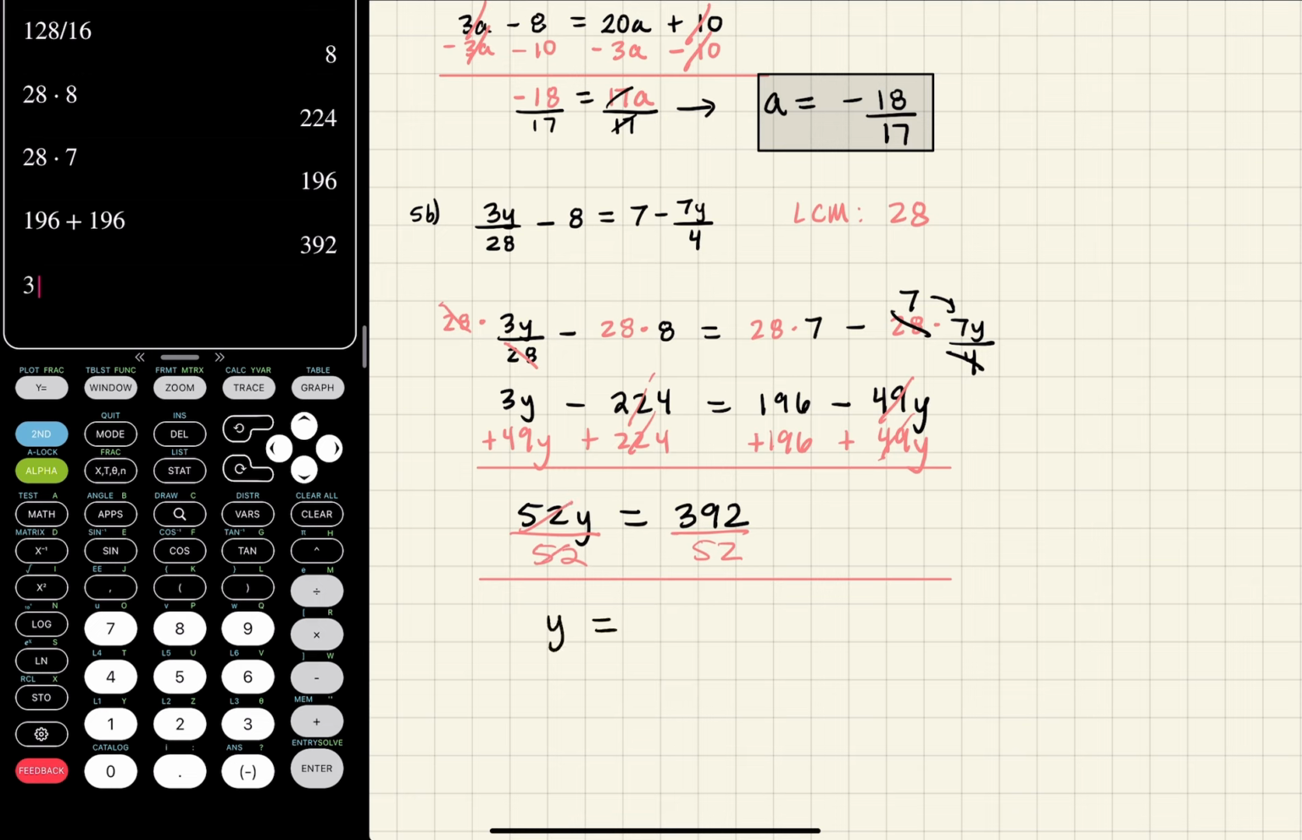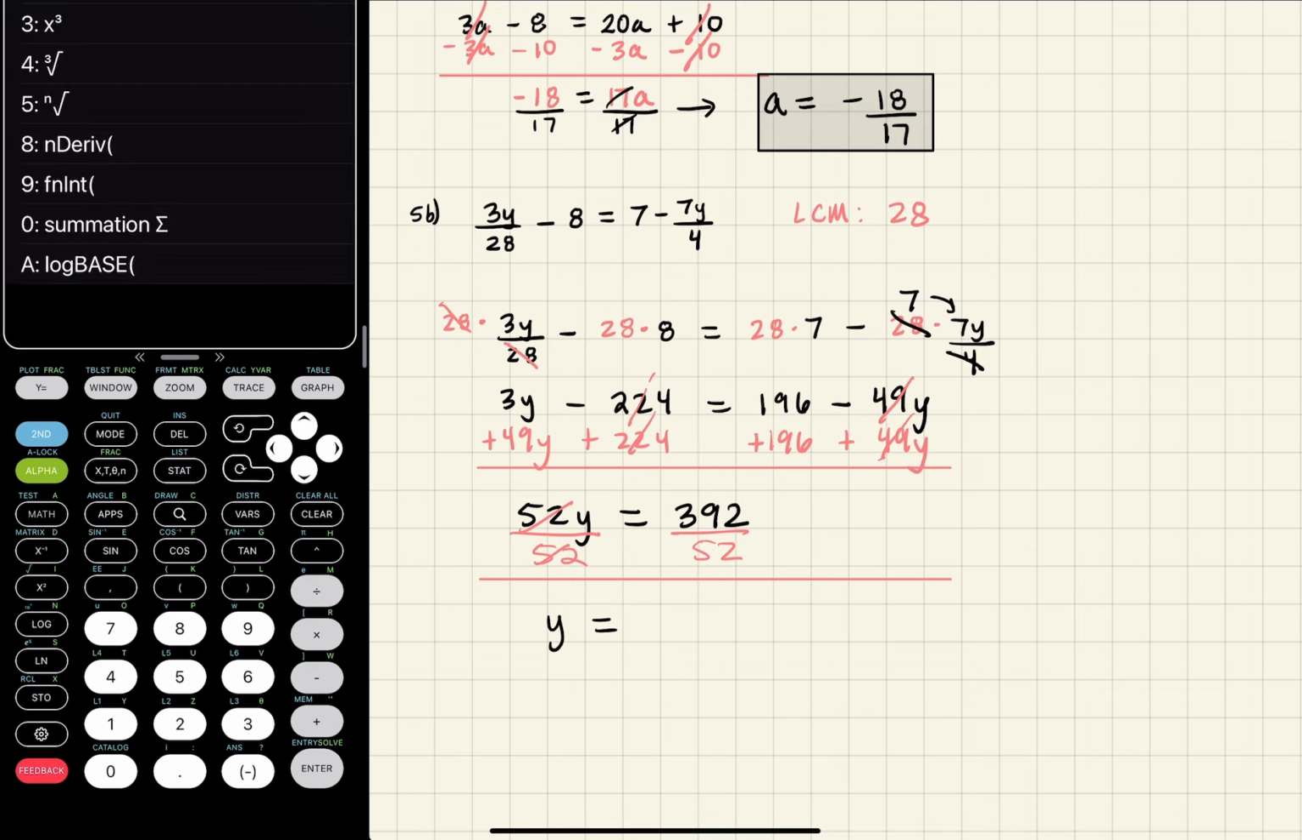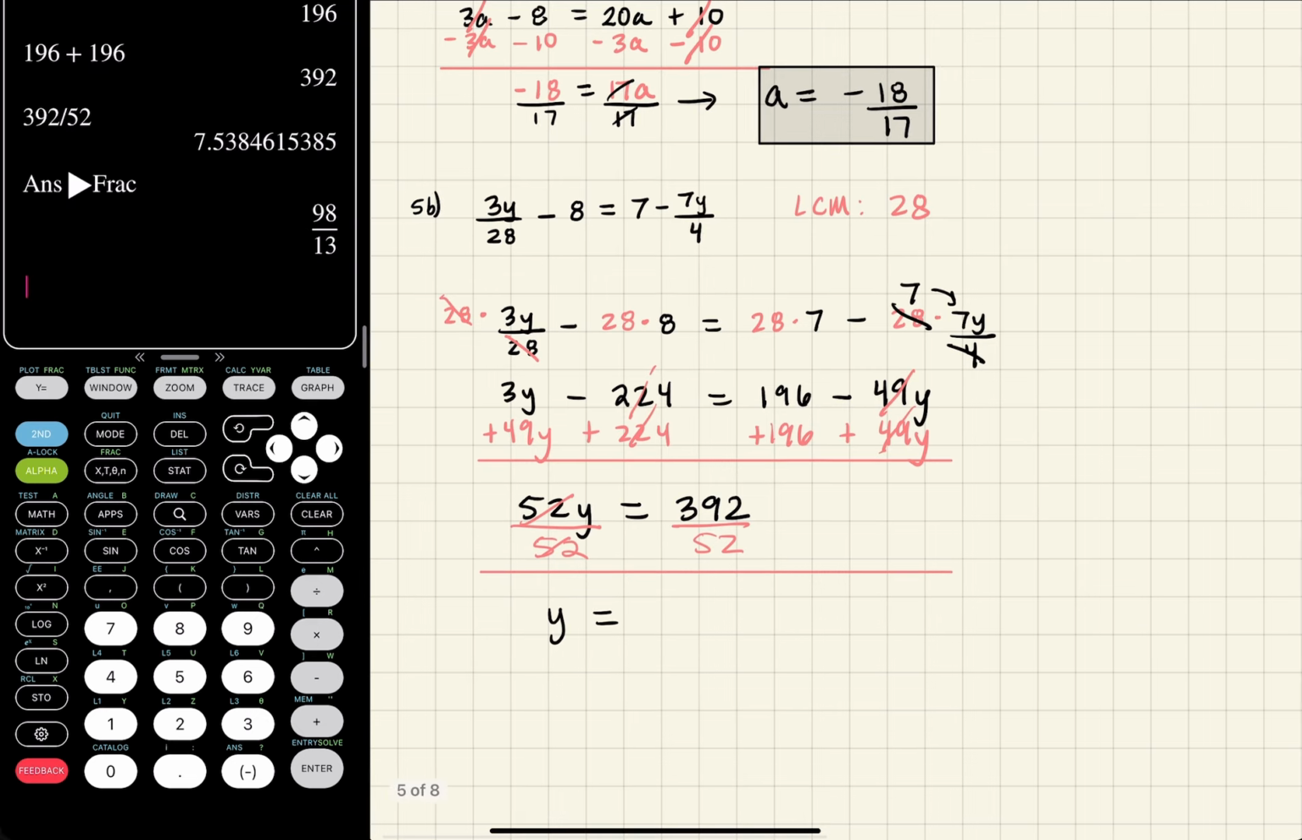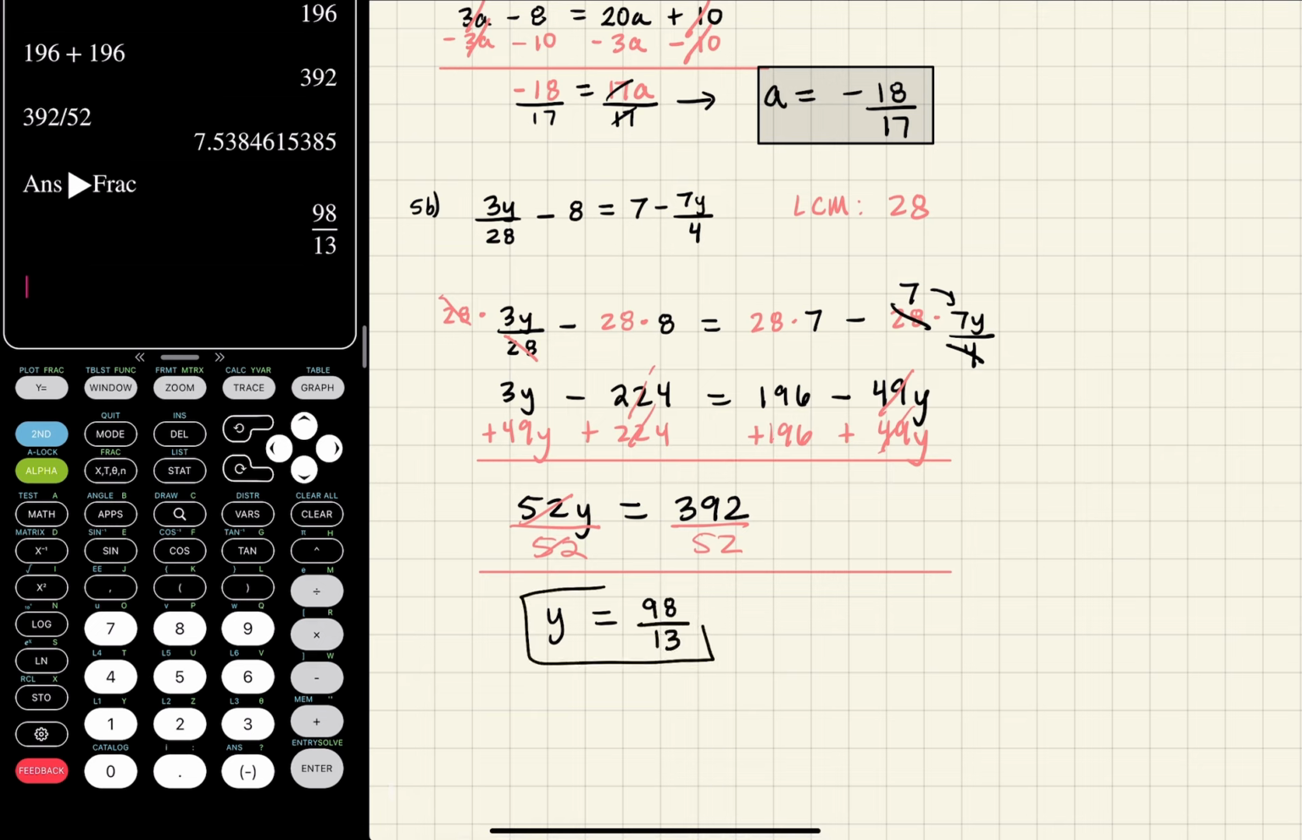What's that give us? 392 divided by 52. An ugly number. What is that as a fraction? 98 over 13. Okay.